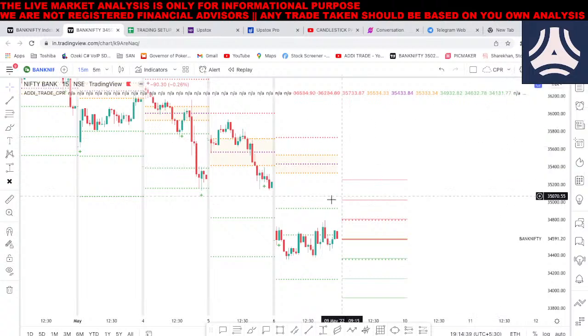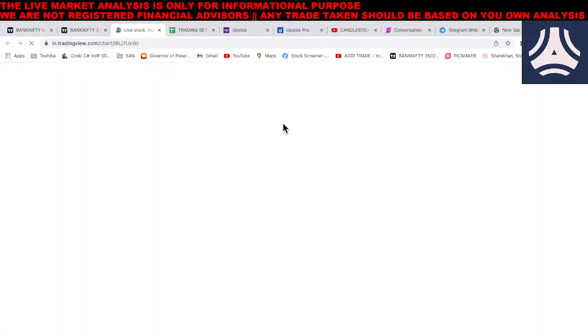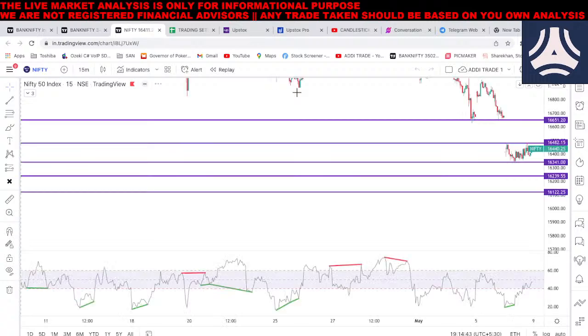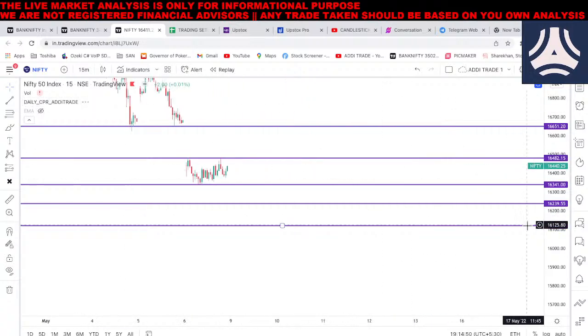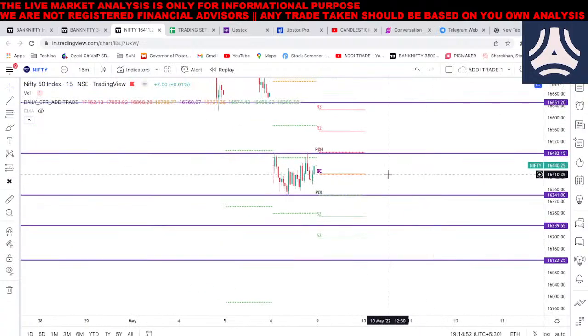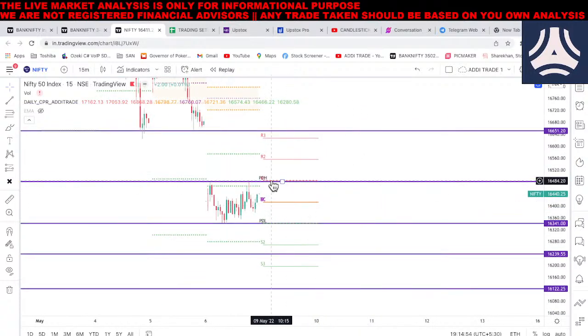Let me just open the chart that I have for tomorrow. And I have the tomorrow analysis also posted, so you can go and check. Tomorrow is going to be a pretty good day for trading, I think, based on the CPR. See, tomorrow, along with the previous day high and the previous day low, this is just me explaining for tomorrow.